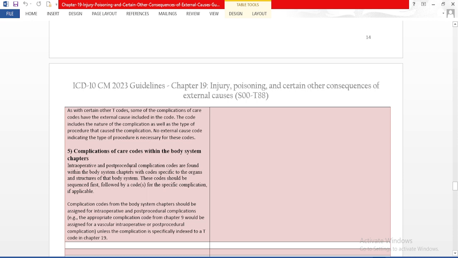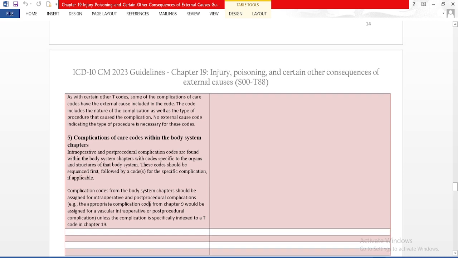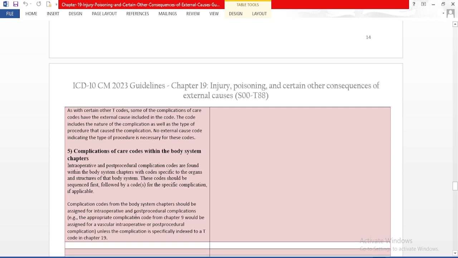Like intraoperative post-procedural complications, we need to code first by the specific type of complication whenever the patient has an intraoperative and or post-procedural complication. So basically complication codes from the body system chapter should be assigned for intraoperative and post-procedural complications unless the complication is specifically indexed to a T code in chapter 19.